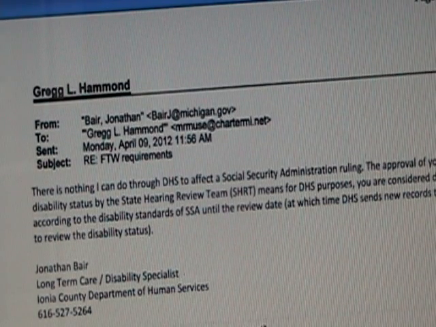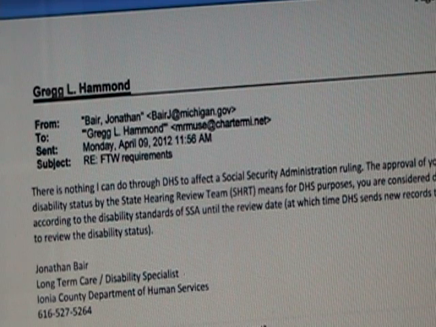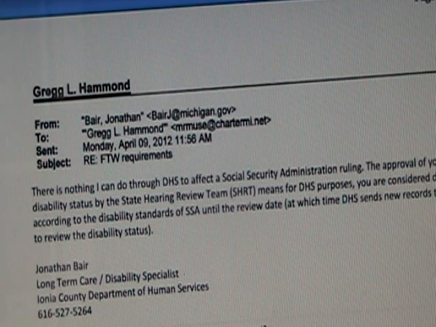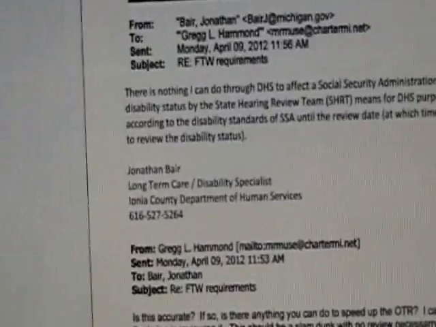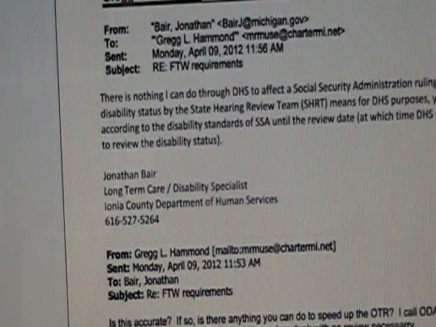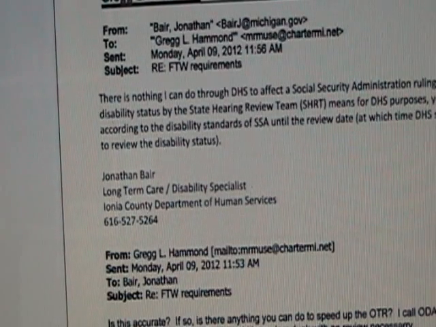Mr. Hammond, there is nothing I can do through DHS to affect a Social Security Administration ruling. The approval of your disability status by the State Hearing Review Team means, for DHS purposes, you are considered disabled according to the disability standards of SSA until the review date, at which time DHS sends new records to MRT to review the disability status. Jonathan Baer, long-term care. So I'm disabled by DHS using SSA standards, but SSA won't disable me. Does that make any sense?